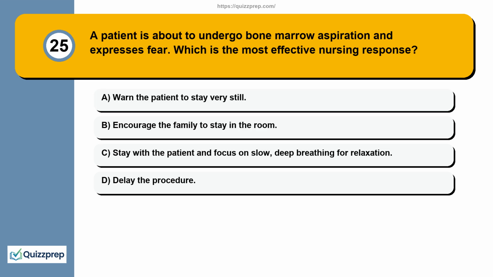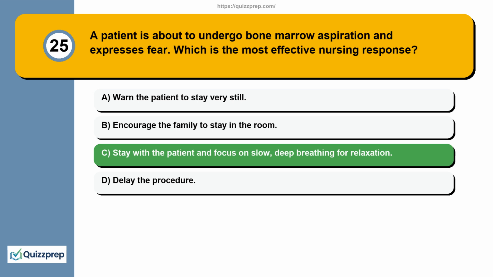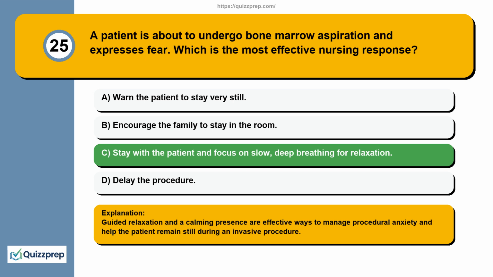Question 25. A patient is about to undergo bone marrow aspiration and expresses fear. Which is the most effective nursing response? Warn the patient to stay very still. Encourage the family to stay in the room. Stay with the patient and focus on slow, deep breathing for relaxation. Delay the procedure. Guided relaxation and a calming presence are effective ways to manage procedural anxiety and help the patient remain still during an invasive procedure.